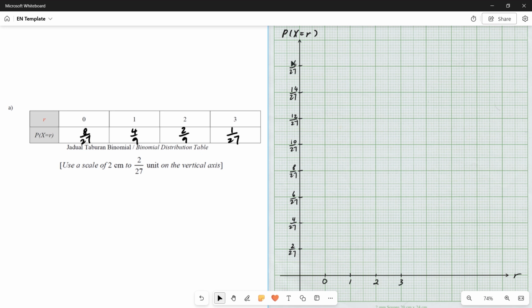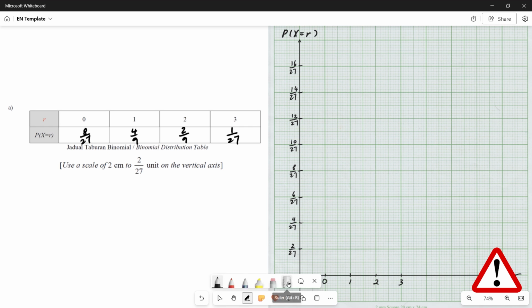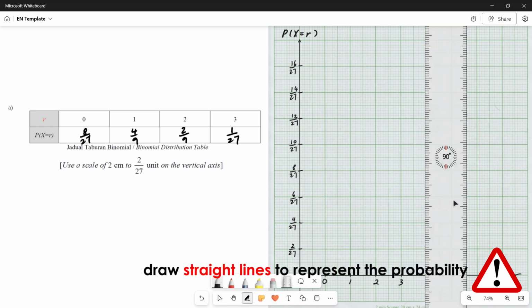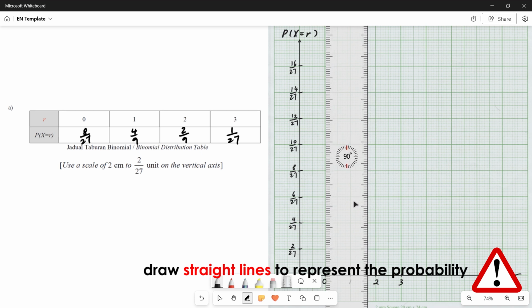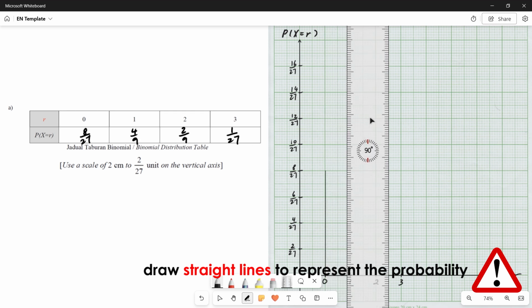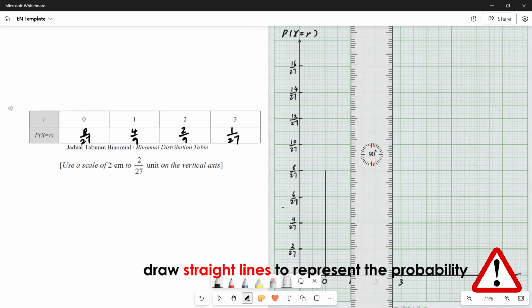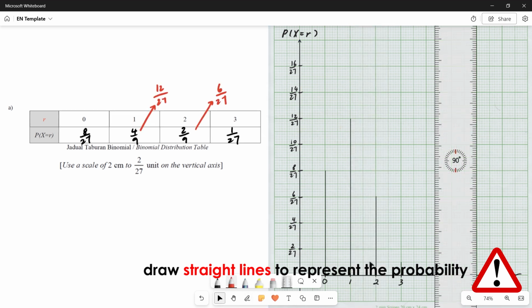Now to plot these probabilities inside the graph, what we need to do is just draw straight lines according to the possibility. For example, when R equals 0, the probability is 8/27. So we are going from 8/27 and just draw the straight line. This would be the same process for the other R's as well. So the result will be something like this.